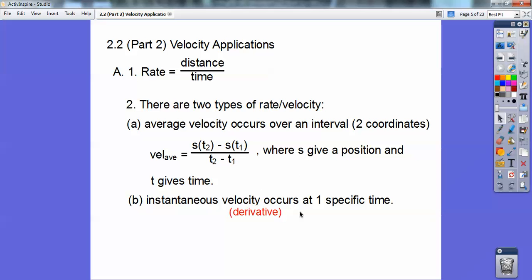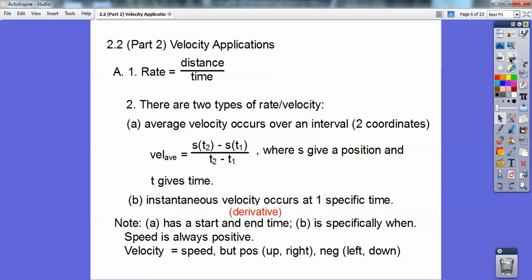Instantaneous velocity occurs at a specific time, and that means you got to take the derivative. And it's easy enough. Let's go ahead and try. So notice that part A has a start time and an end time, and then part B is specifically when a time is. So speed is always positive. Velocity equals speed, but sometimes your speed is going up or down, or sometimes it's going to the left or to the right. So it's positive if it's going up or to the right, and it's negative if it's going left or down. All right, let's try a couple of these.